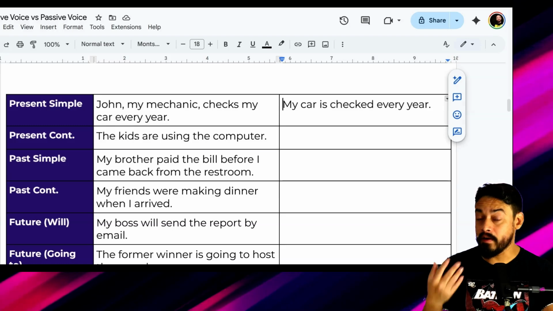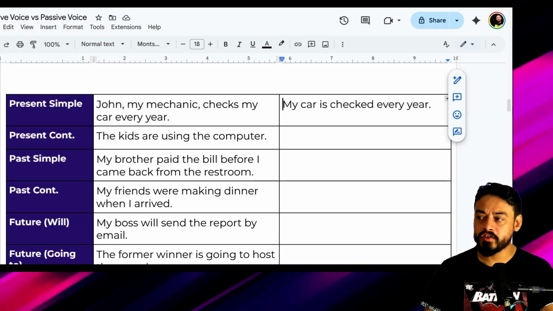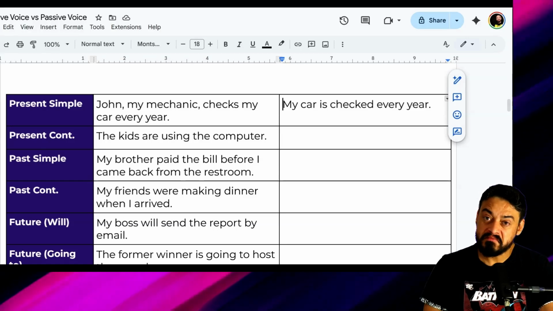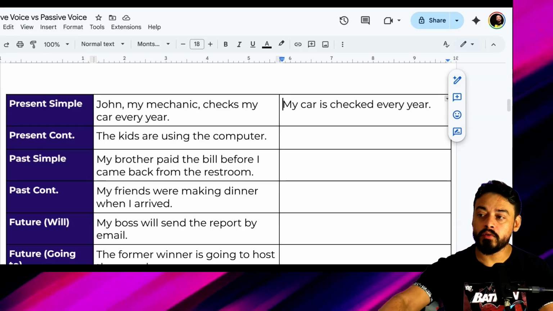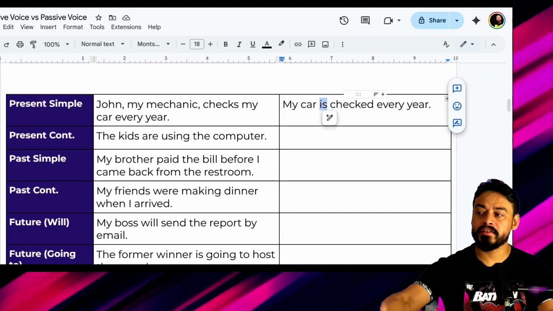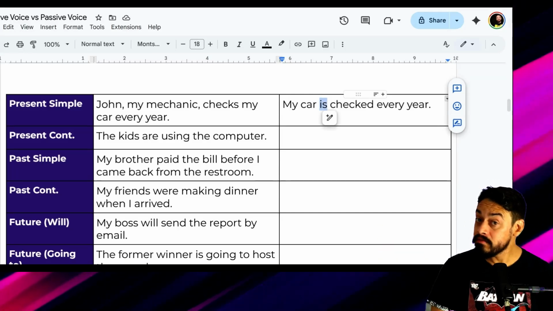Remember, if I want, I can say by John. My car is checked every year by John, but it's not really mandatory. It's optional. So in the simple present, I have to use the verb to be in the present, as you can see here, is, are, or am.